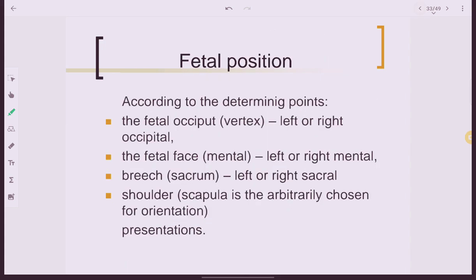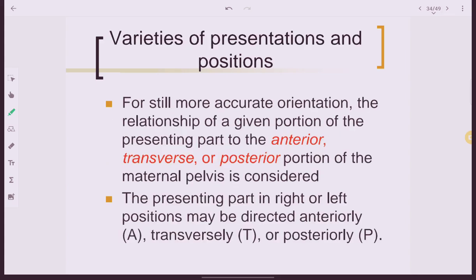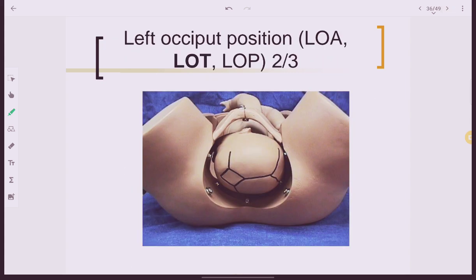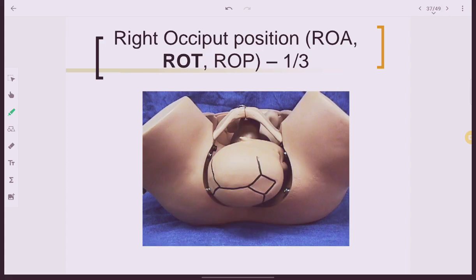So for more, here are some of the definitions according to the determining points: the fetal occiput, that is vertex, left or right; the fetal face, left or right; in breech, left or right sacral; and in shoulder presentation, what will the position be, arbitrarily chosen for orientation. These are the diagrammatical views.